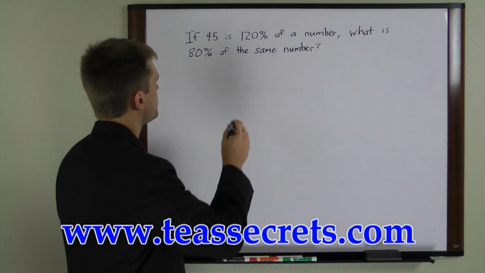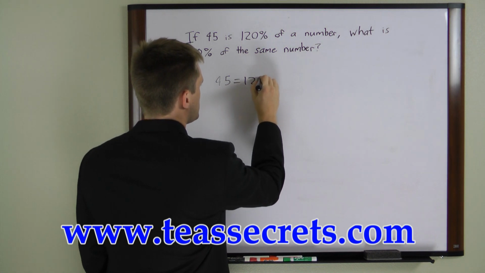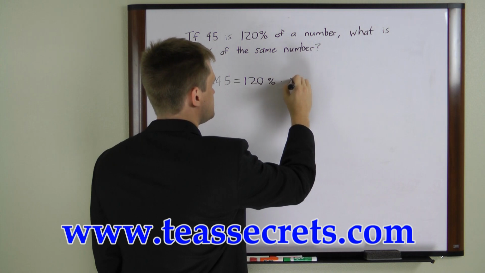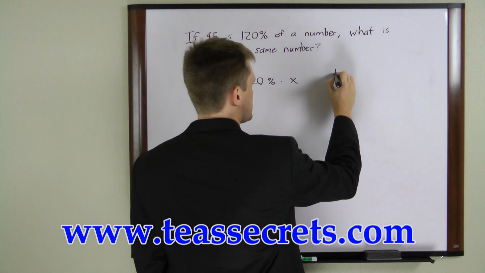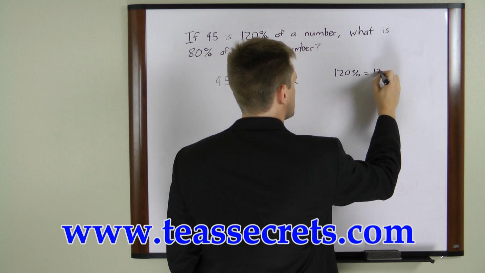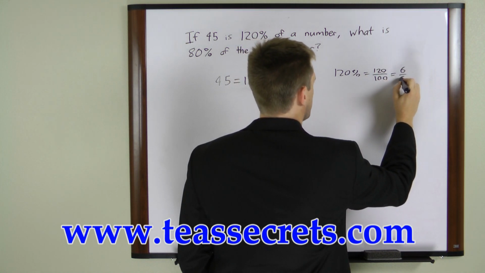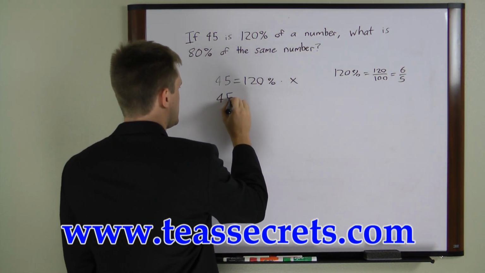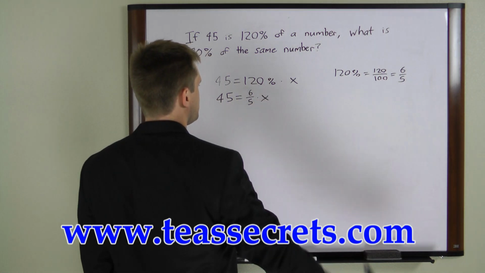Let's write the first one. First we have 45 equals 120% times a number. We'll call that number x. Now to solve this, we want to convert the 120% to a fraction. So let's do that. 120% is 120 over 100, which is the same as 6 over 5. Now let's substitute that into this equation, and what we get is 45 equals 6 over 5 times x.